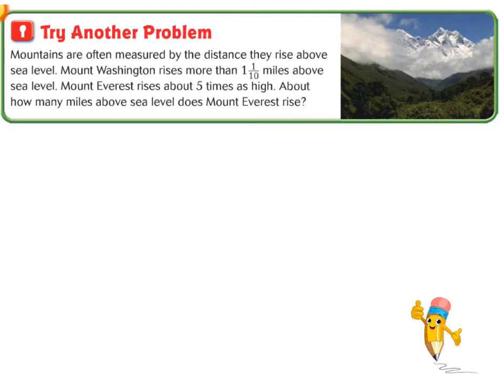Look at this problem. Mountains are often measured by the distance they rise above sea level. Mount Washington rises more than 1 1/10 miles above sea level. Mount Everest rises about 5 times as high. About how many miles above sea level does Mount Everest rise? What information do you know? What do you have to do? Pause the video and try to solve this problem on your own. Then replay it and check your work.